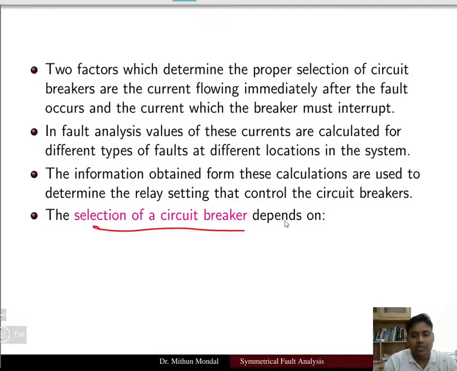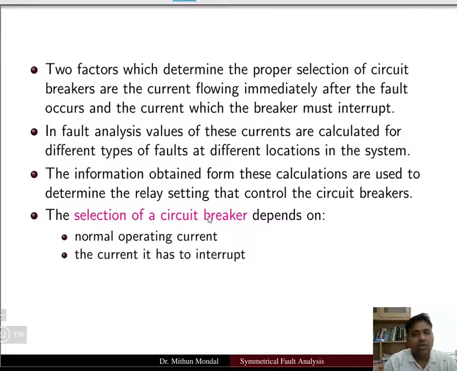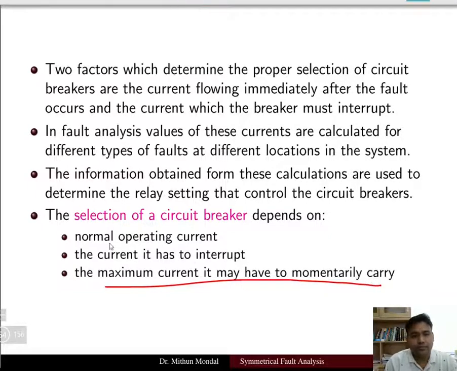So selection of a circuit breaker depends upon the normal operating current, which the breaker should not object to, so the normal operating current has to flow. It also depends on the current it has to interrupt, and the maximum current it may have to momentarily carry. These are the selection criteria of a circuit breaker. The circuit breaker has to handle the normal operating current, the current it has to interrupt, and the maximum current it carries momentarily.